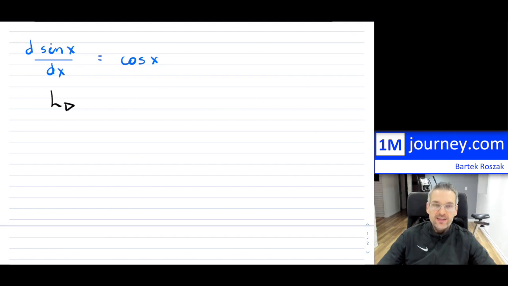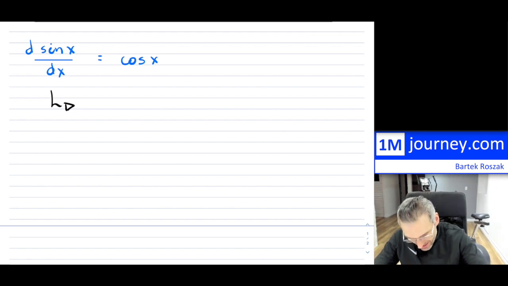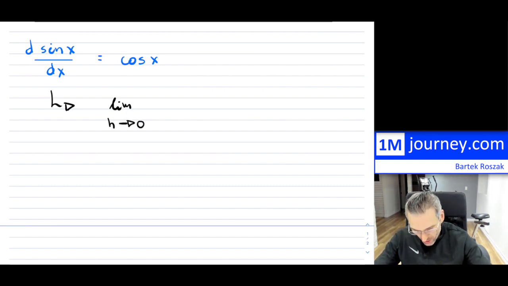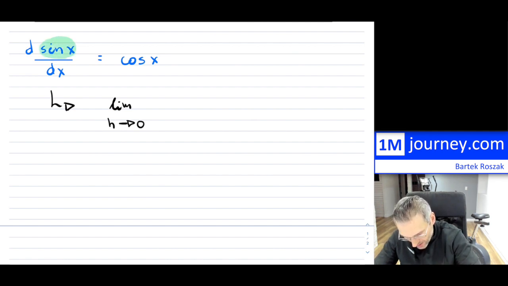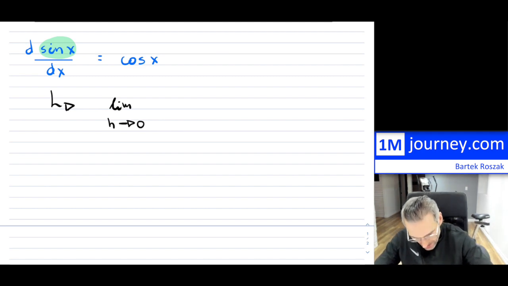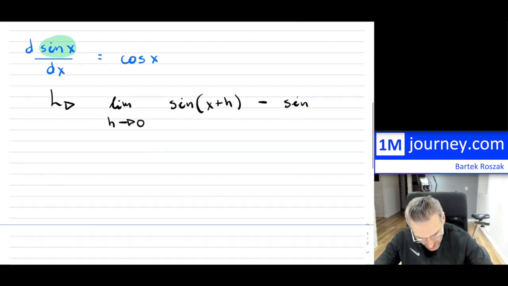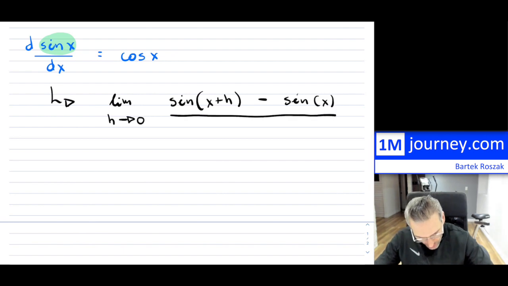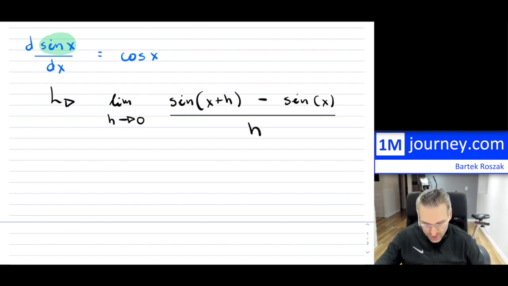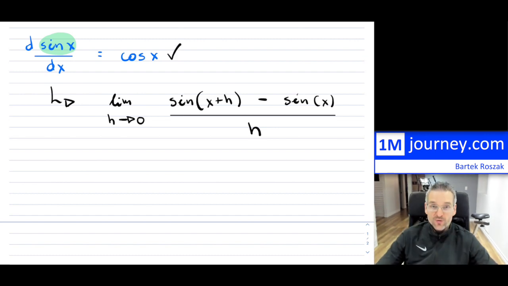Well, you would have to go back to the first principles of defining a derivative from limits. That tells us that we have the limit as h approaches 0 of our function. Our function in this case is simply sine x, that is the function we're trying to find the derivative of. So we're going to be substituting. That's going to be sine of x plus h minus sine of x, all over h. And in order to find that this is cos x, we're going to have to do a little bit of massaging. All right, so let's take a look.